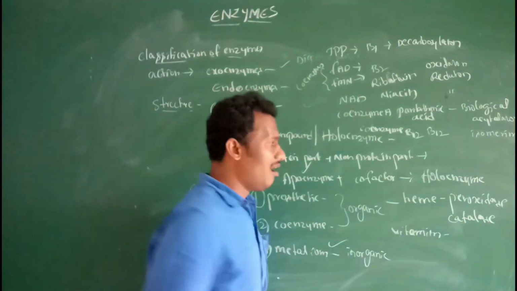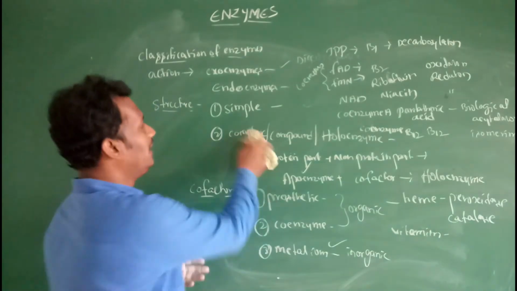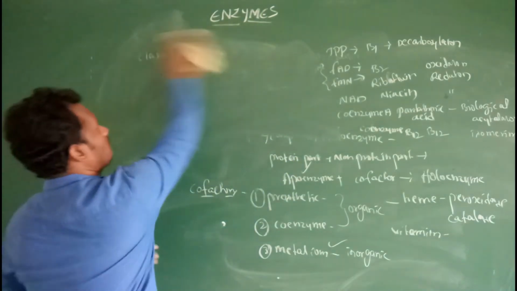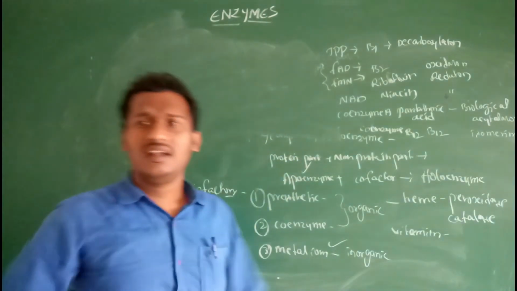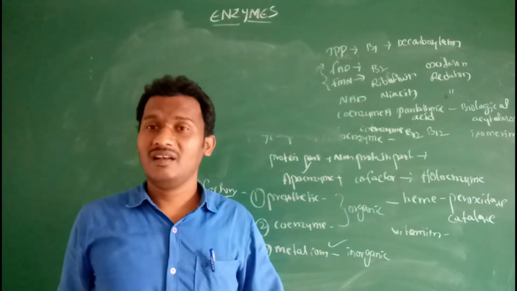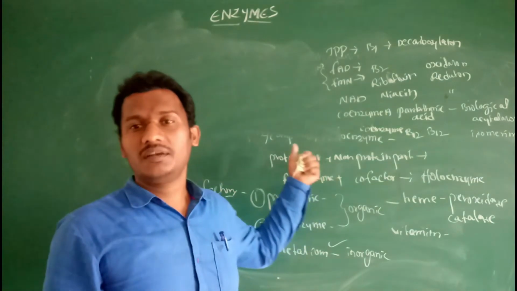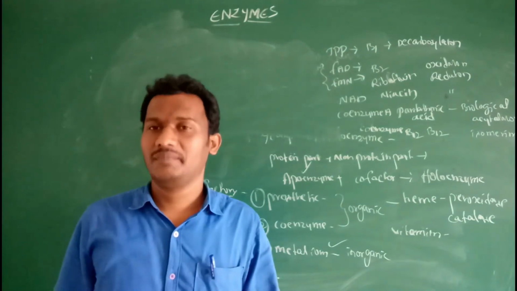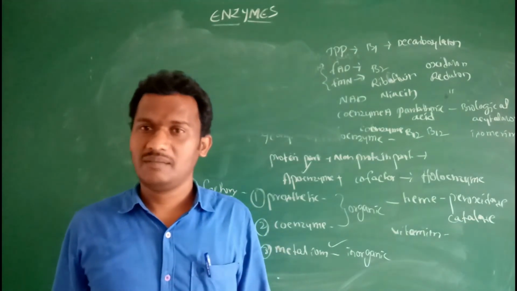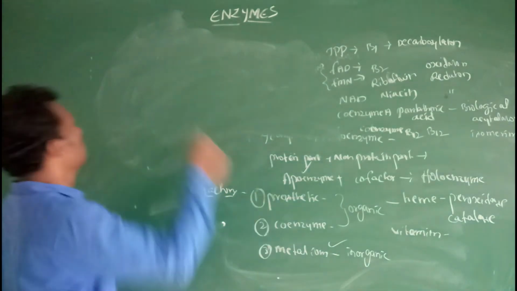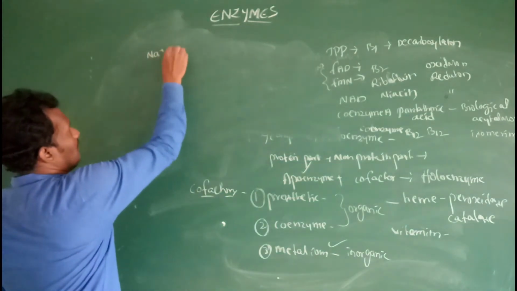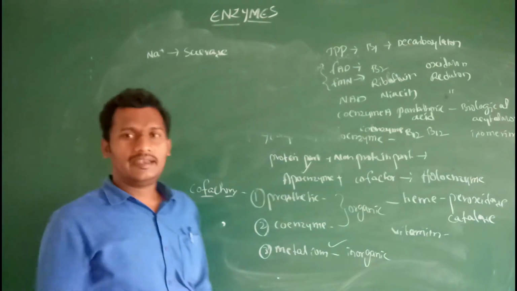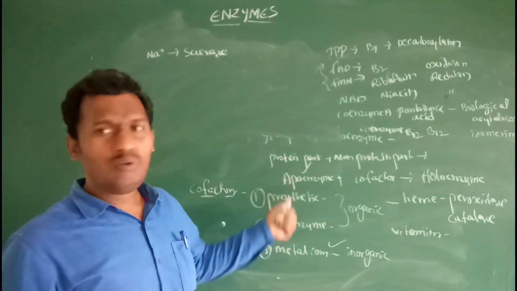Next one, metal ions. So metal ions are generally inorganic in nature. Metal ions are essential to the protein part, the apoenzyme, for catalytic nature. Without these metal ions, some enzymes cannot catalyze some reactions. So metal ions: Na plus in sucrase enzyme. In sucrase enzyme, sodium acts as a cofactor.